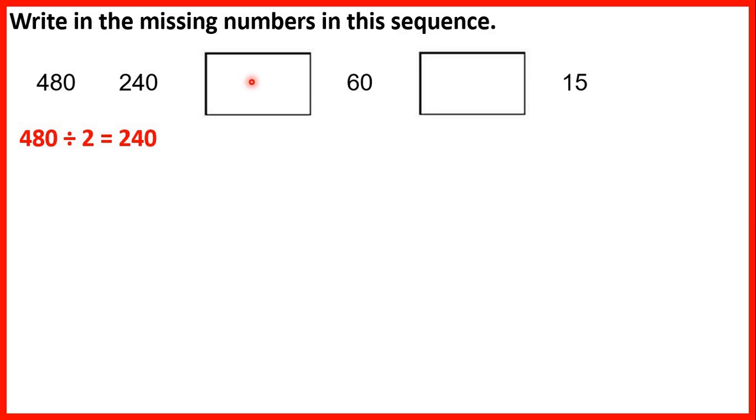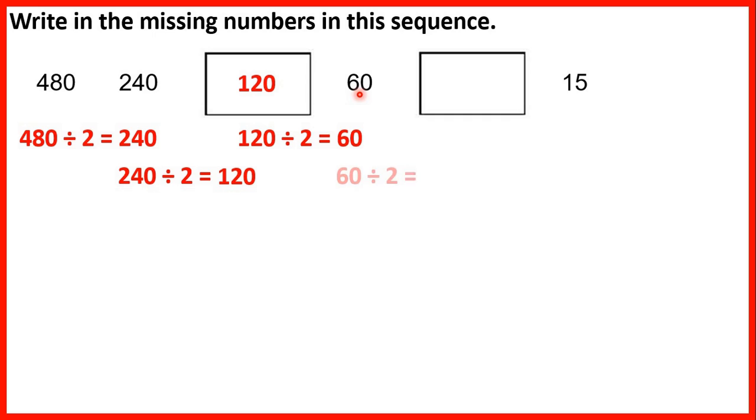So then, to get our next number, if the sequence rule is divide by 2, we can divide 240 by 2, and that will give us 120. Then 120 divided by 2 is 60, and that's our next number. 60 divided by 2 is 30, so that's this box here. And then 30 divided by 2 is 15. So the rule for this sequence is divide by 2.